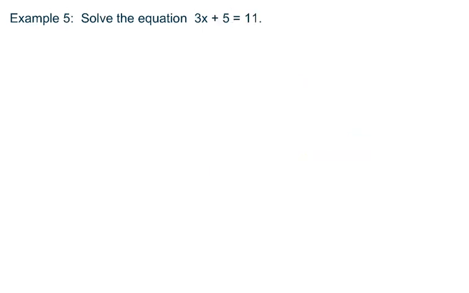Let's look at one that's a little bit more involved. This one is more involved because I see that there is both a 3 multiplied by an x and a 5. If I were going to isolate the x, get the x by itself, I've got to get rid of both the 3 and the 5. Which one do I do first?